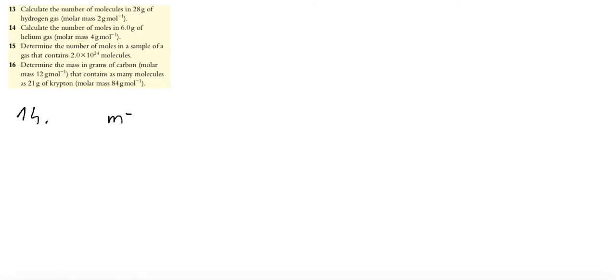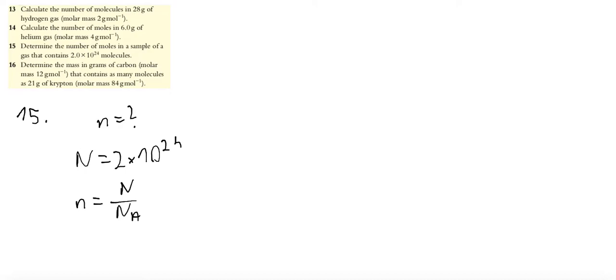Okay, easy. Maybe something more challenging. Exercise number 15. In exercise number 15, you have to find the number of moles in a sample of gas that contains 2 times 10 to the power of 24 molecules. So the number of moles is the number of molecules divided by the Avogadro constant, so it's not challenging. Substitute, the Avogadro constant is 6.02 times 10 to the power of 23. By dividing, you have the number of moles. This is the answer for exercise number 15. Okay, and last one. Exercise number 16.